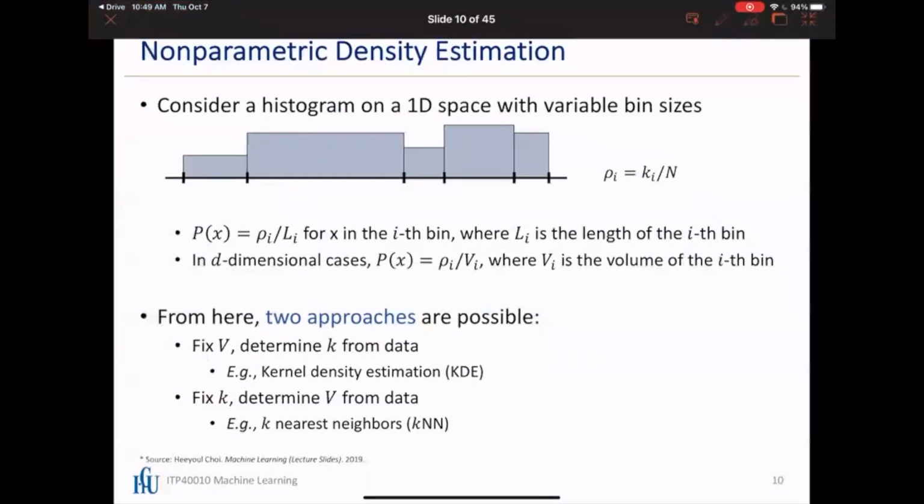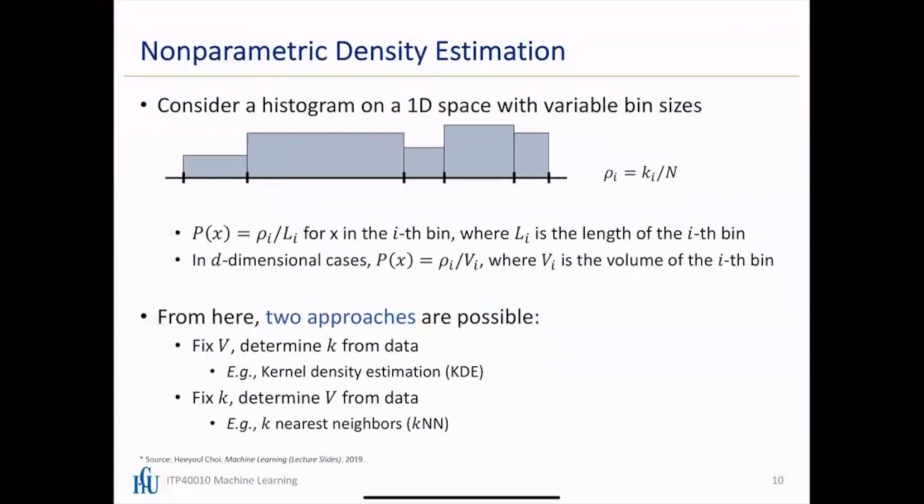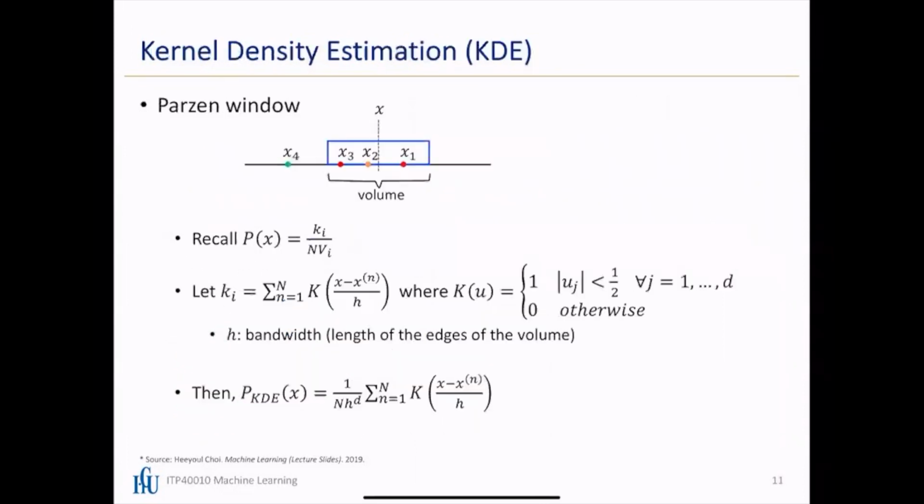In order to overcome that limitation, we wanted to come up with two different methodologies. One is fixing the size of the bin and determining the number of data instances falling in each bin. Number two is fixing the number of data points falling in each bin and determining the size of the bin. So let's start from here, kernel density estimation. Here we want to fix the size of the bin.